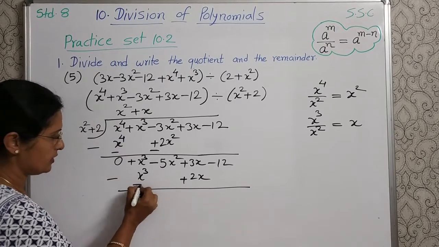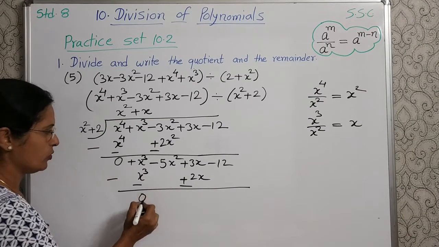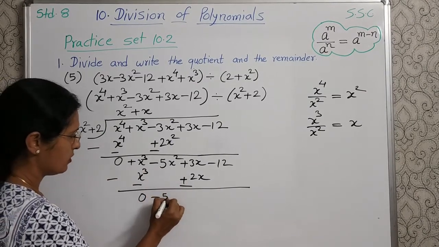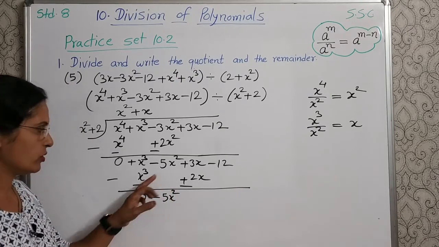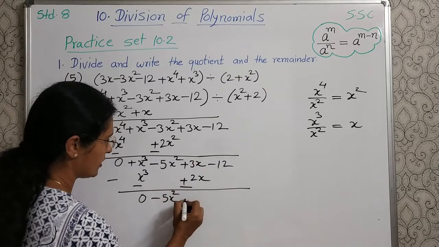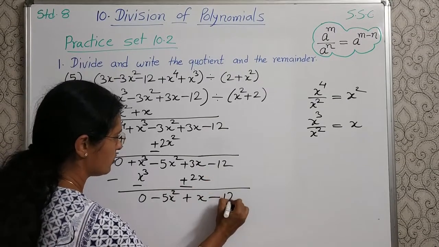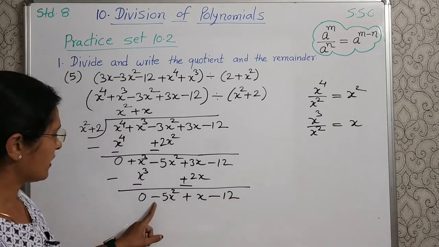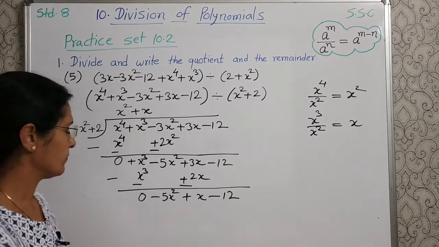So change the sign here and here also. x cube minus x cube is 0. Then write minus 5x square as it is, because there is nothing below that to add or subtract. Plus 3x minus 2x is plus 1x, and this minus 12. Now the remainder is minus 5x square plus x minus 12.